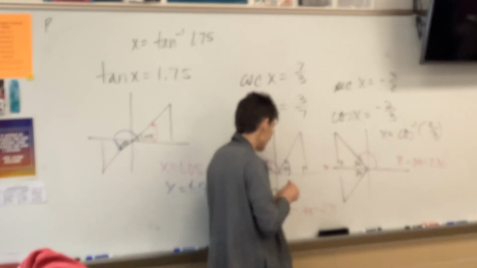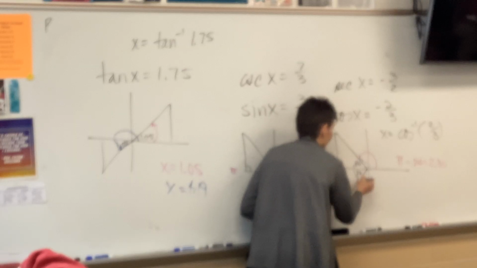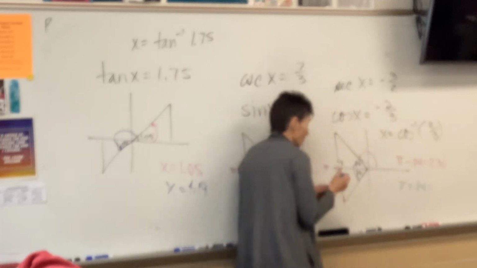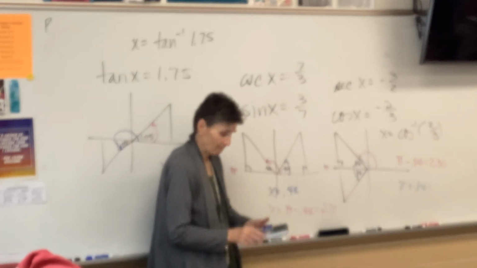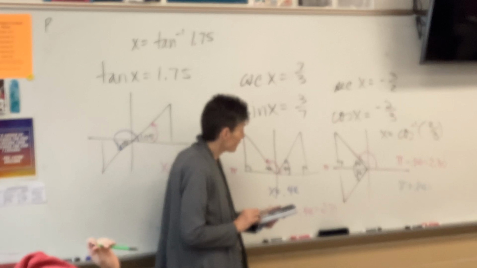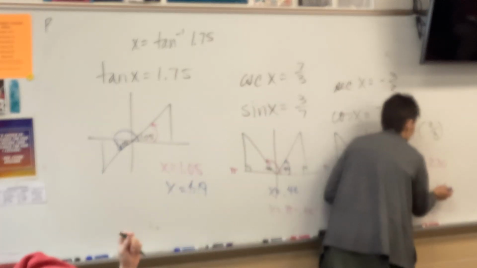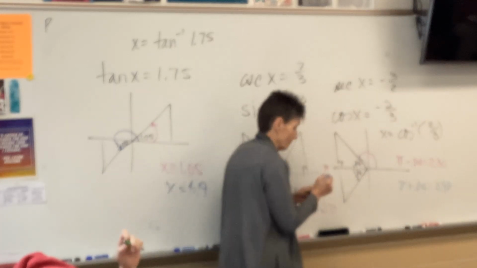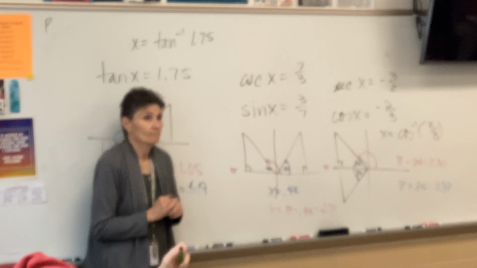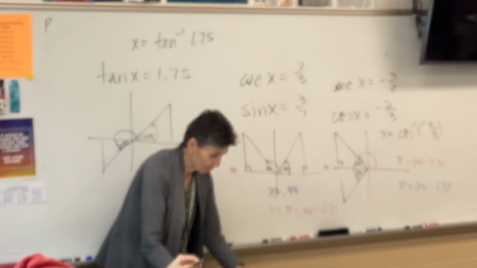How am I gonna find the third quadrant angle? How am I gonna find that guy? 0.84. Exactly. Pi plus 0.84. You should just do 2.35. So we should be able to get 3.98. That problem's hard.